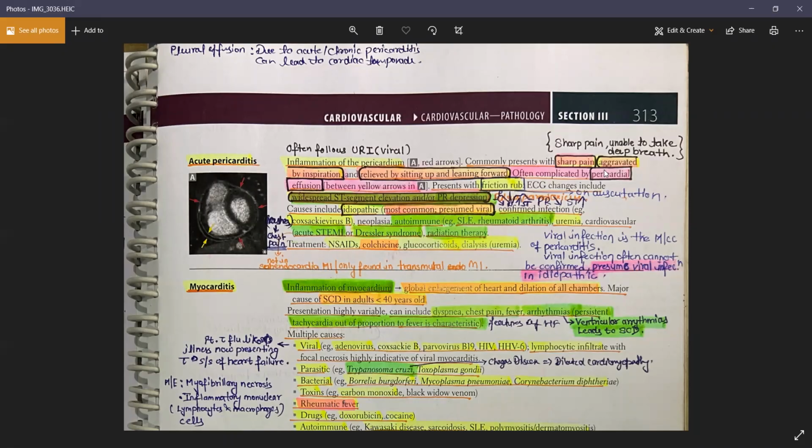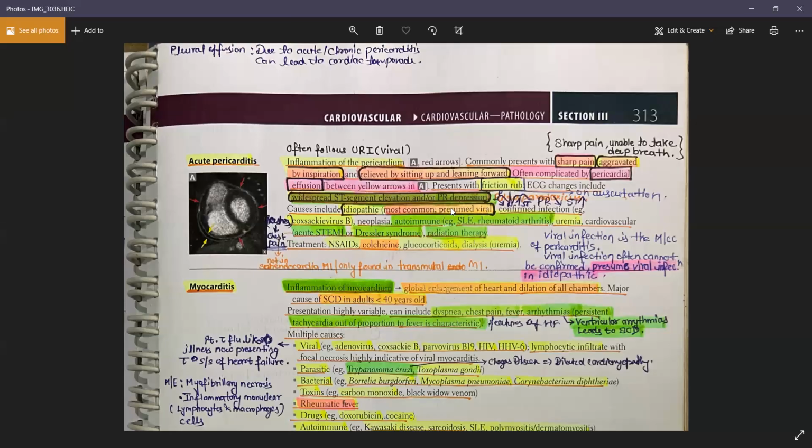And if the effusion becomes too much, tell me what disease it can lead to. Cardiac tamponade. Exactly, cardiac tamponade, very important. Okay, so these are the symptoms: the sharp pain, and the pain is aggravated by inspiration. Okay, decreased by leaning forward. Okay, and it is often complicated by pericardial effusion.